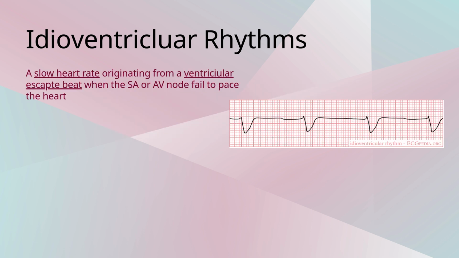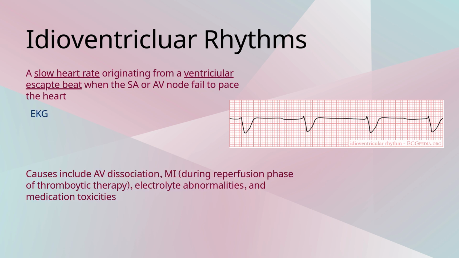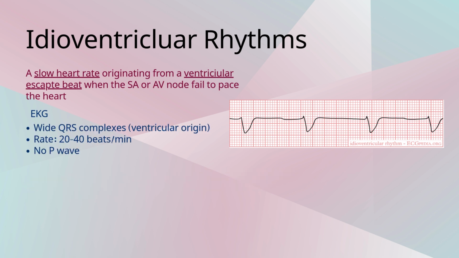So this is a slow heart rate originating from a ventricular escape beat when the SA or AV node fails to pace the heart. We have to rely on the pacers in the ventricle. That's going to show up in the EKG as a wide QRS, again, because it's ventricular in origin, and also because it's ventricular in origin, we're going to have no P wave. And the rate is going to be very slow, 20 to 40 beats per minute only.